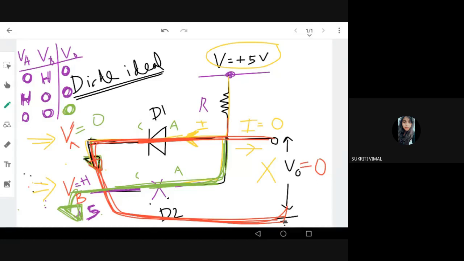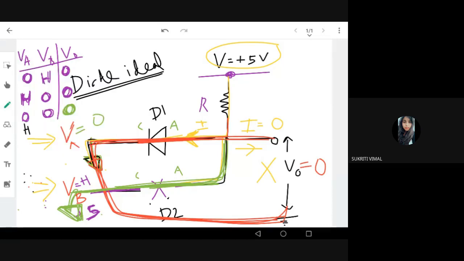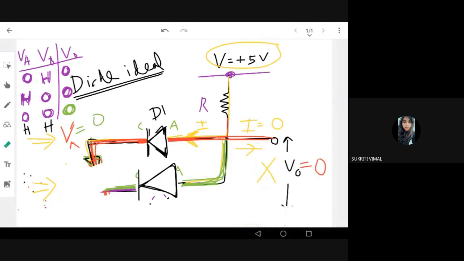Now the only remaining case is when VA and VB are both high. What happens in this situation? Both diodes are given high voltage, VA and VB are given high voltage.